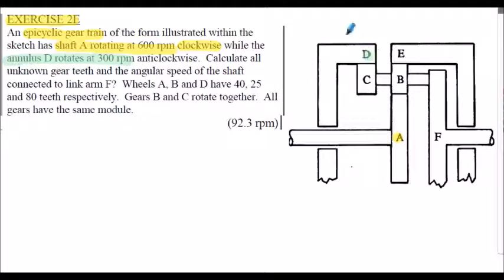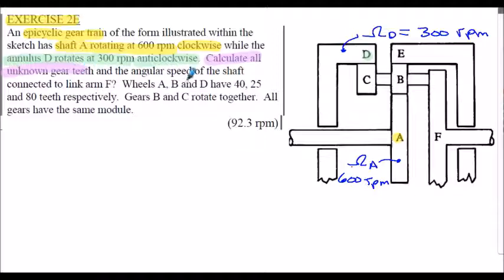Straight away I can suggest they're not going to fix anything here. They've given us two velocities initially and they've not fixed anything. Everything must be free to move here. So D rotates 300 RPM, and that's anti-clockwise. We've got to calculate all unknown gear teeth, which might be a challenge in a moment, and the angular speed of the shaft connected to link arm F. So the angular speed of this shaft here is what we're trying to find.